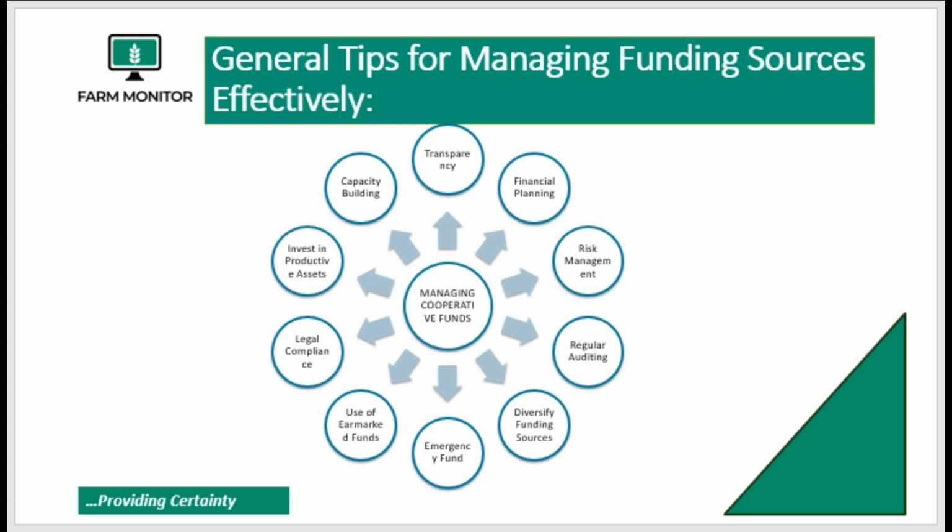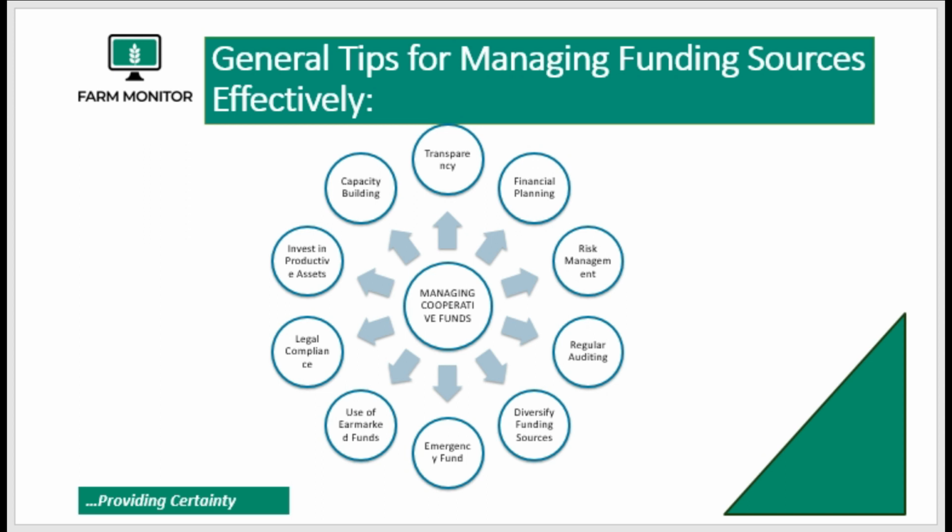Then capacity building. Invest in financial management training for cooperative members and for the staff. This will enhance financial literacy and management. Invest in productive assets. That's the next one. It's good to allocate funds strategically to assets that contribute to the cooperative's growth and long-term sustainability. Legal compliance. Ensure compliance with local laws and regulations related to cooperative finance and taxation.